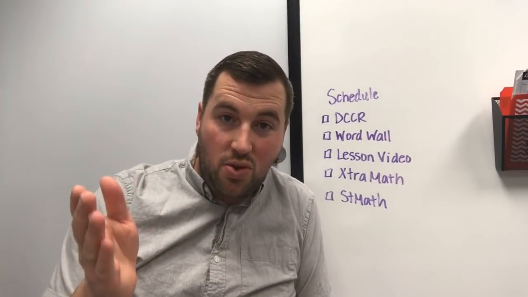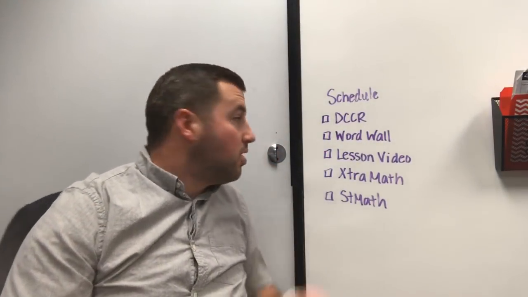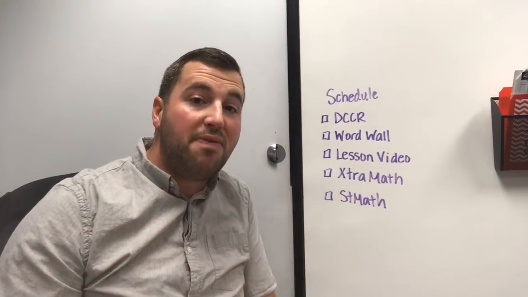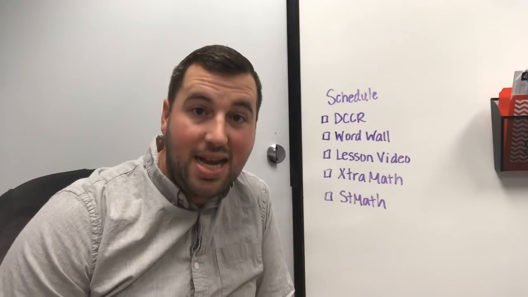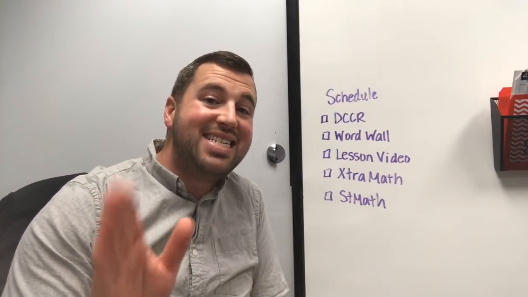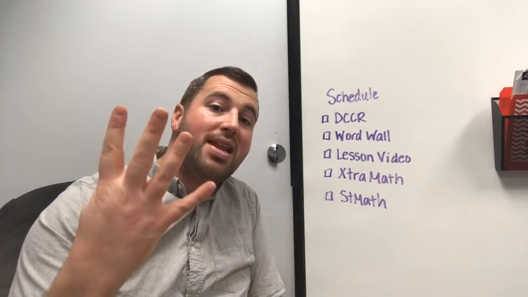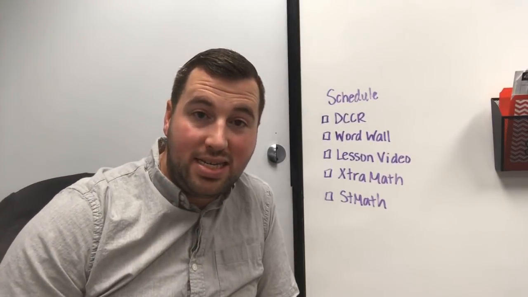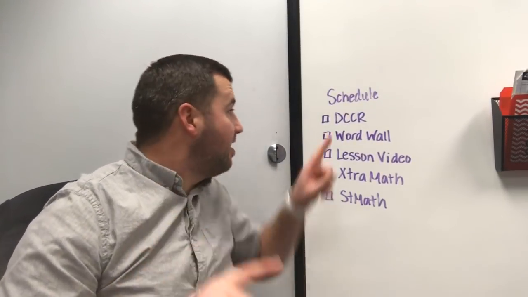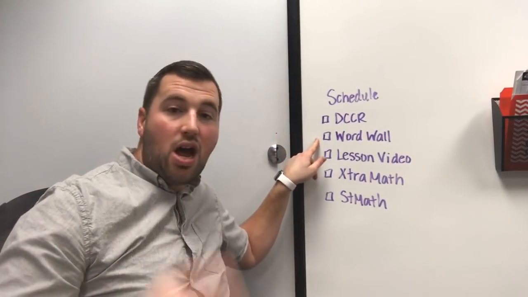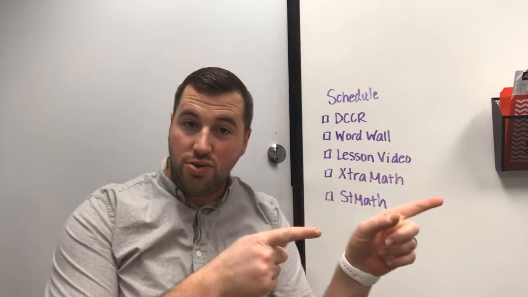So here's how today is going to work. I'm going to go over the schedule today and go over some of the problems with the daily CCR. As soon as that is done, I want our timer person to set the timer for 4 minutes. When that 4 minutes is up on the timer, then pause the daily CCR unless you finished it, and all of you head over to the word wall.